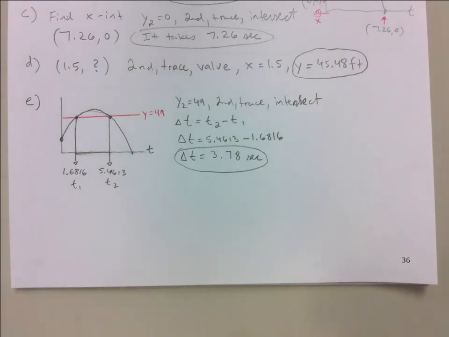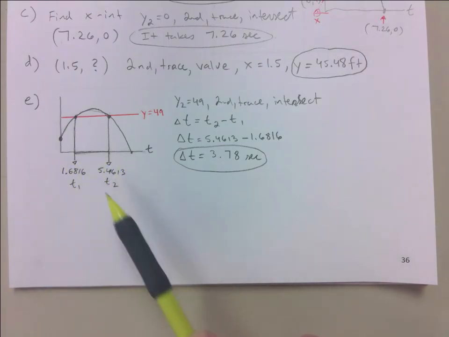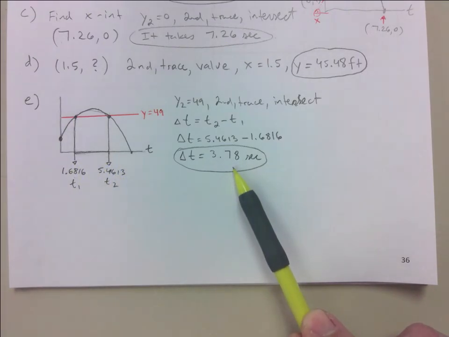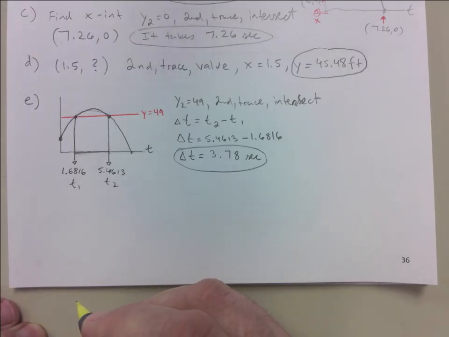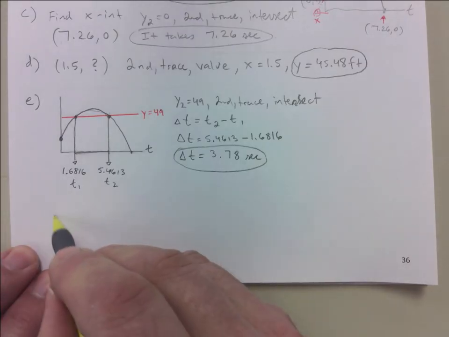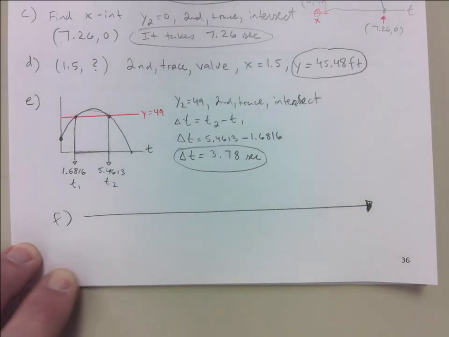This is how this question would be marked. You get half a mark to find the first one, half a mark to find the second one, and you get a full mark for subtracting because it's a concept, right? So just so you know, that's how this one would be marked. And F is graphing. So F, we're going to do that on the back side of this, okay? Graph.